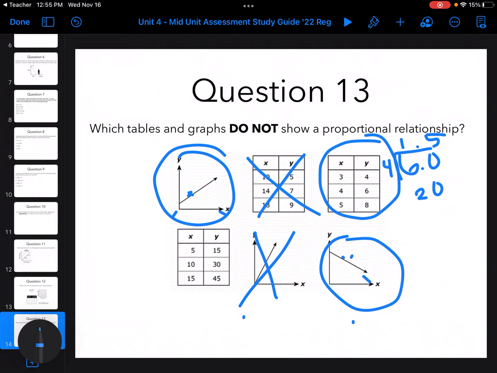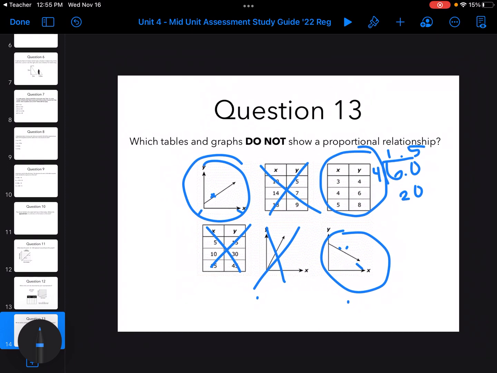15 divided by 5 is 3. 30 divided by 10 is 3. 45 divided by 15 is 3. Okay, so those 3 are not proportional relationships.